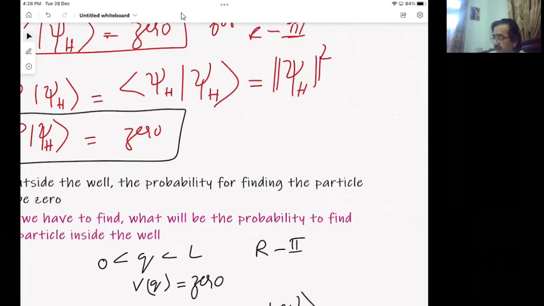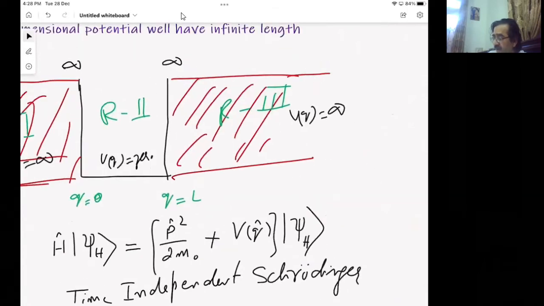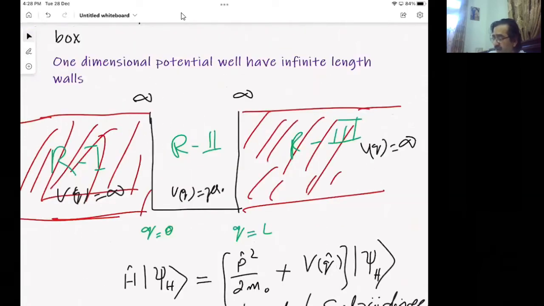We know that at region 1, this red region, and at region 2, our red region are inaccessible. No particle will be found in regions 1 and 3. So it means when region 1 starts at q equal to 0, at q0 the state will be 0, and at qL the Hamiltonian will be 0.